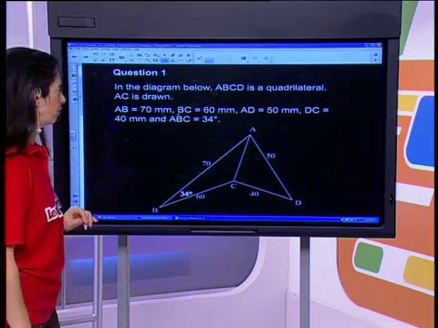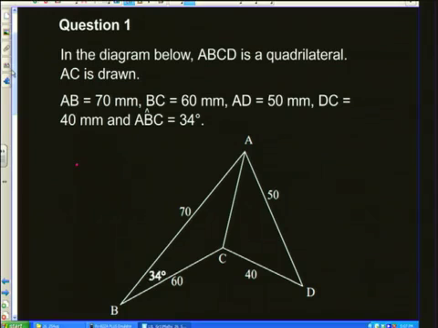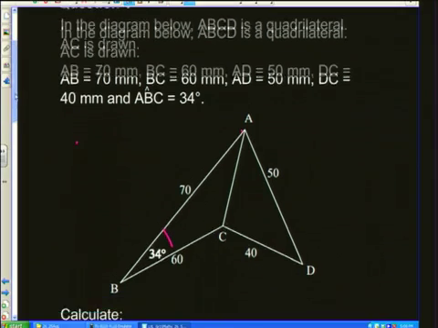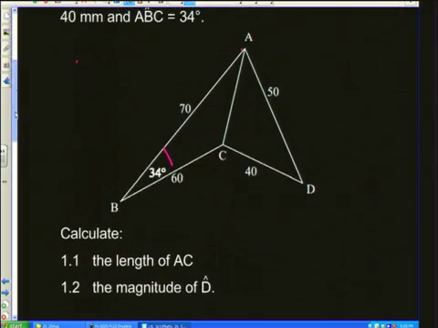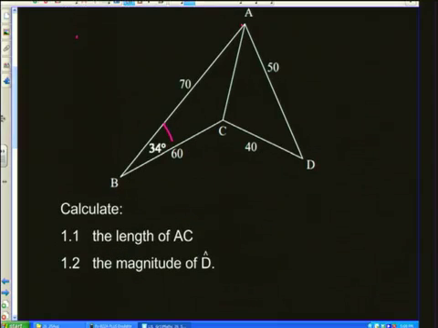In the diagram, ABCD is a quadrilateral and AC has been drawn. AB is 70 units, BC is 60, AD is 50, and DC is 40. And we've got that angle ABC, this angle over here, is 34. Let's see what we need to calculate. We would like the length of AC.